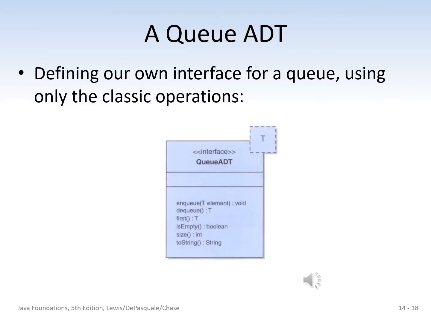So, defining a QADT, abstract data type, using the classic operations looks like this diagram: NQ and T element, DQ T, return type first, is empty, size, toString. And we'll look at an actual implementation next.